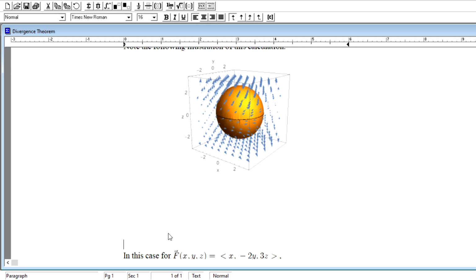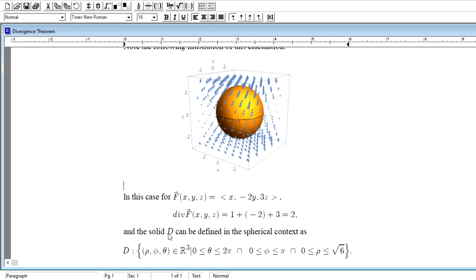Now, one thing we note is that in the case of F bar given by (x, y, z) equal to (x, negative 2y, 3z), the divergence of F bar, remember, is just the partial of the first term in terms of x added to the partial of the second term in terms of y, and the partial of the third term of our vector field in terms of z, which is going to be 1 plus negative 2 plus 3. If we add that up, that adds up to positive 2. We do have a positive constant divergence across this entire field.